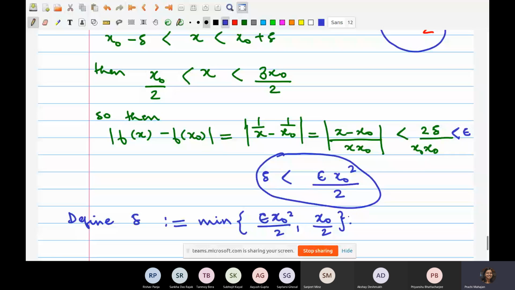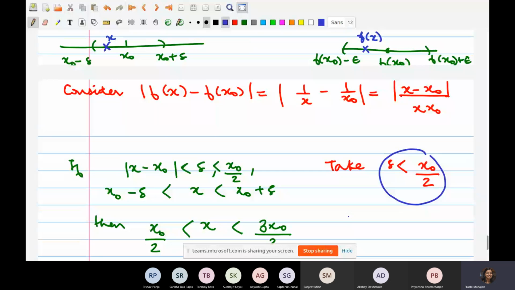Is that correct? If you define delta to be the minimum of these two quantities, then both these inequalities hold true. Is that correct? Yes, ma'am. All this that I have written is just to highlight how to get to this.